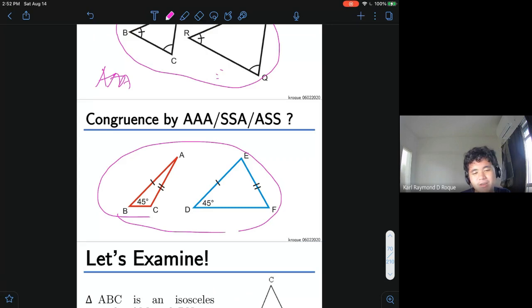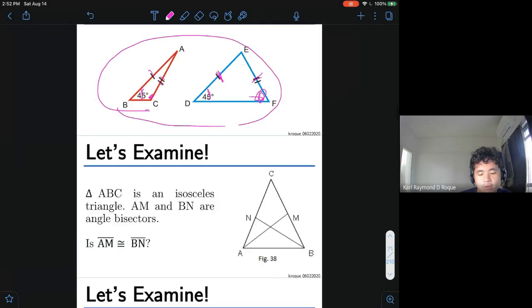Sorry, hindi pala ganun sa Olympiad, no? Pero that's how it works sa college. If you can't find anything, disprove it by finding a counter example. This is a counter example. Ayan, no? Pareho sila ng side measure. Congruent sila dyan. Pero yung ito, nag-iba to. Nag-iba sila ng shape. Hindi sila congruent.